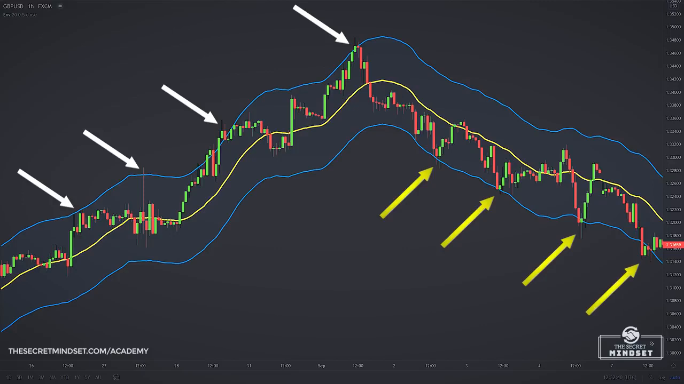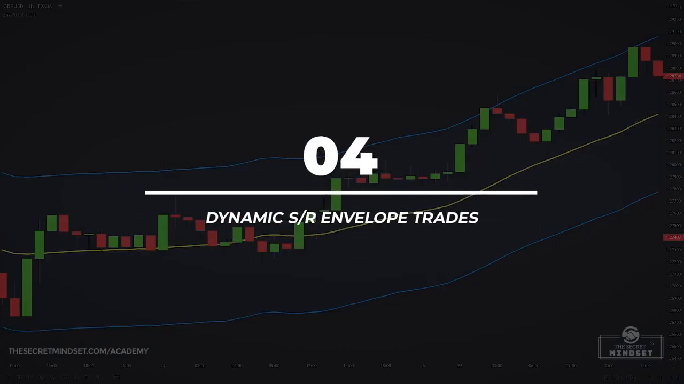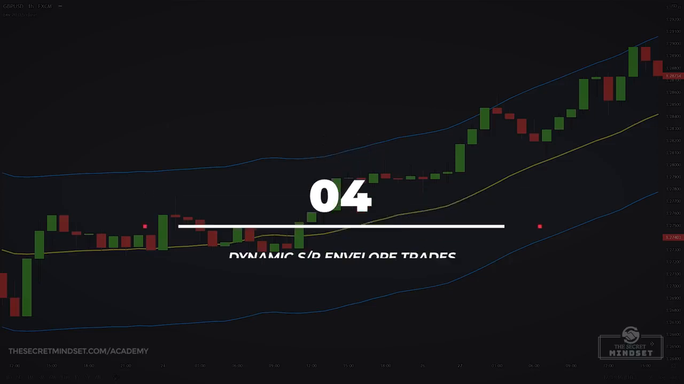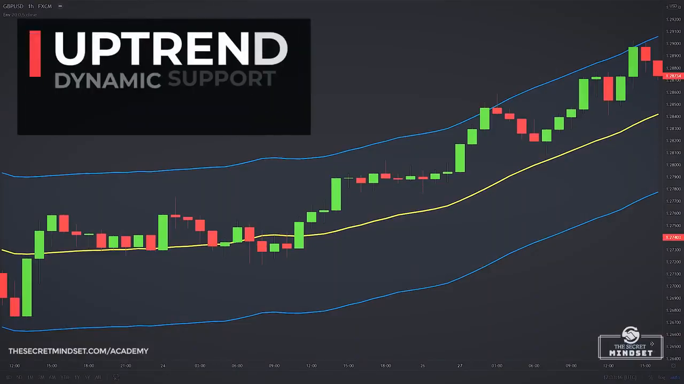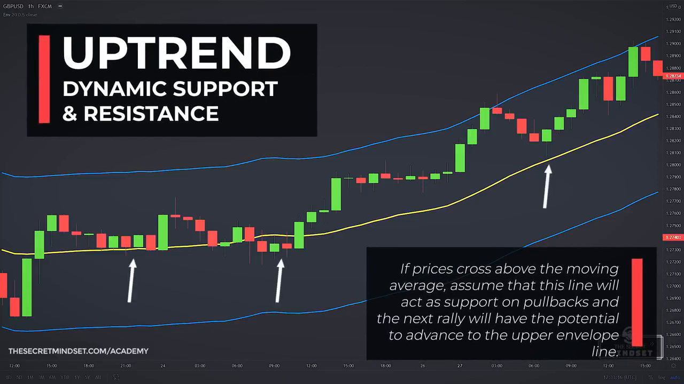In this example, notice this great entry at the lower envelope. The market made a swing low here and respected the dynamic support offered by the lower envelope the second time the price reached the area. Envelopes can also serve as dynamic support and resistance areas. If prices cross above the moving average, assume that this line will act as support on pullbacks, and the next rally will have the potential to advance to the upper envelope line.